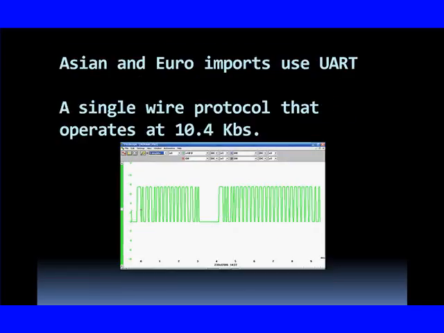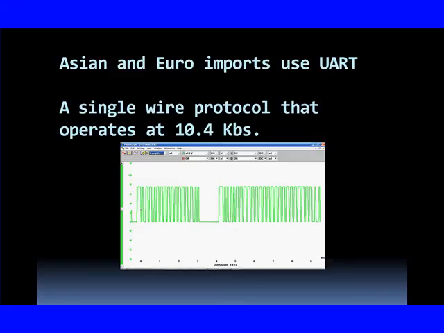And then Asian and Euro imports use UART. UART is an acronym for Universal Asynchronous Receive and Transmit. It's also called the LIN module, Local Information Network. You'll find UART is the predominant system other than the data used to get scan data communications. UART is not used for scan data communications on imports or Asian. It is going to be used quite extensively for module-to-module communications.